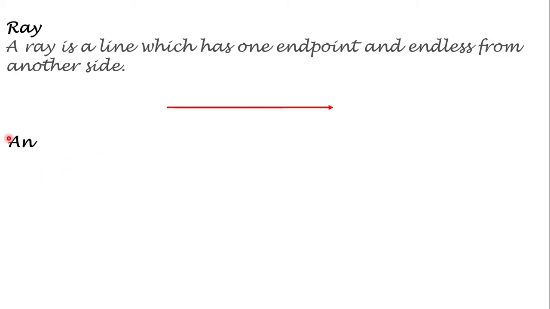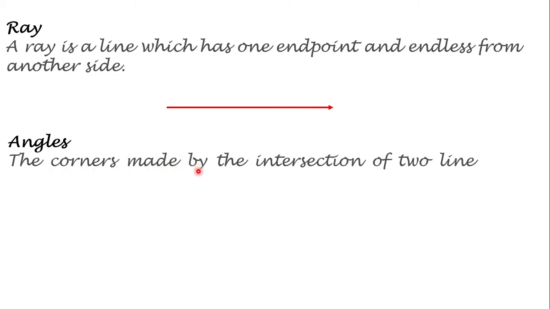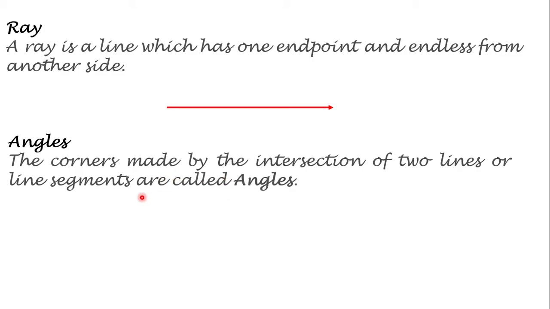Now next is angles. What is the definition of an angle? The corners made by the intersection of two lines or line segments are called angles. See now.